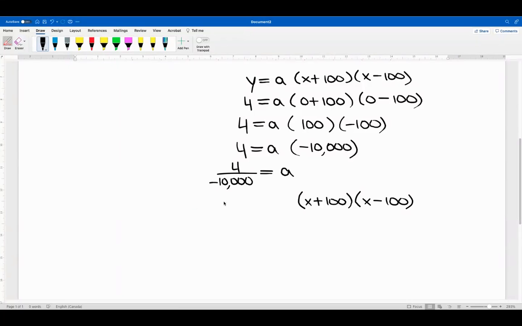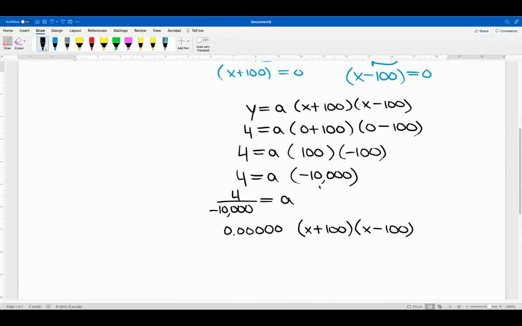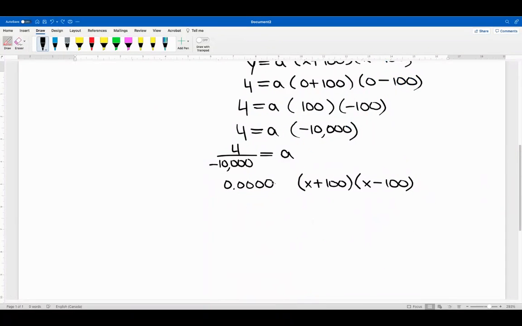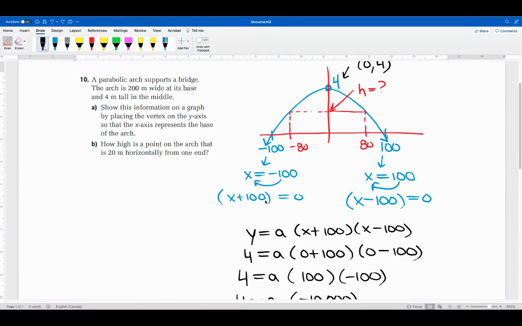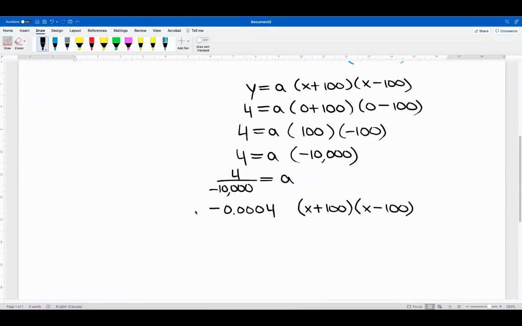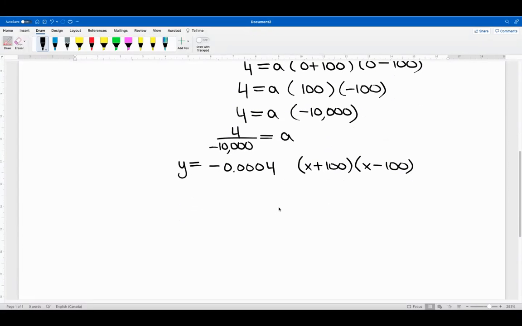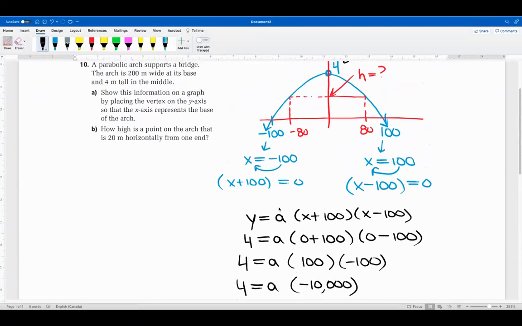Let's make sure I'm getting this right. 1, 2, 3, 4. 1, 2, 3, 4. Too many. There you go. 1, 2, 3, 4. Perfect.